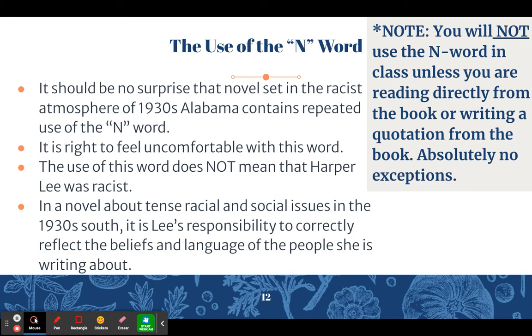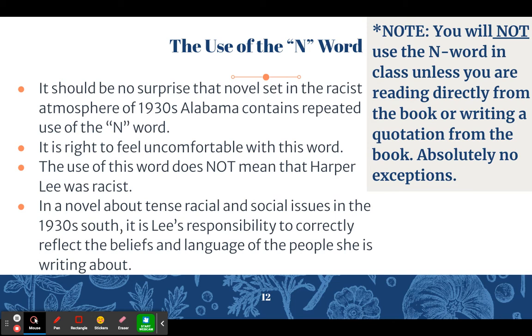That's okay. We need to acknowledge that this is something that happened in our past. We can't ignore it and we can't pretend that it didn't happen. We have to acknowledge it, face it, and then see how we can be better in our modern world. The use of this word does not mean that Harper Lee was racist. It doesn't mean anything other than that it's her responsibility as the author to reflect the beliefs and the language of the people that she's writing about.